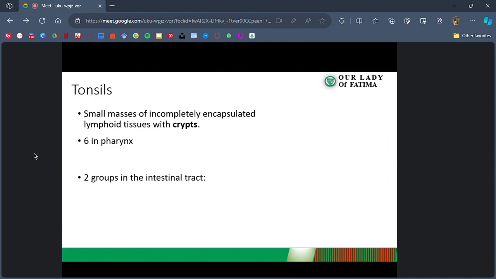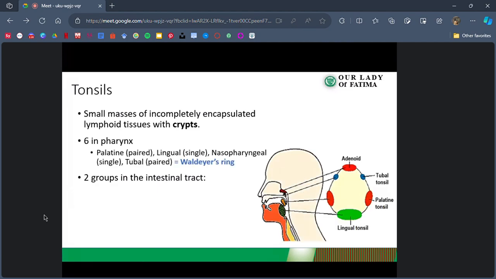They are usually located in the walls of the respiratory and gastrointestinal organs. Six are found in the pharynx, and two groups are in the intestinal tract. Those found in the pharynx form a ring known as the Waldeyer's ring of lymphoid tissues around the throat.